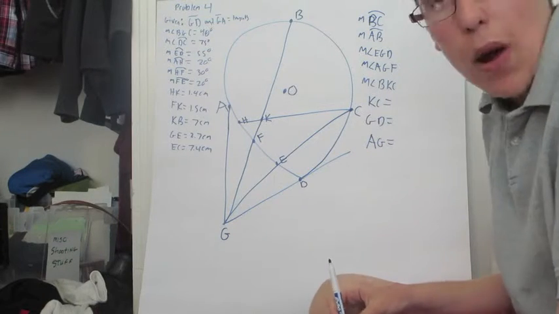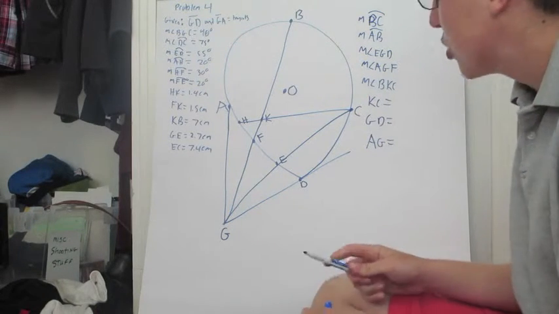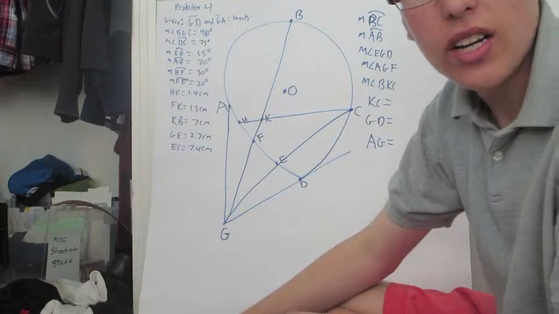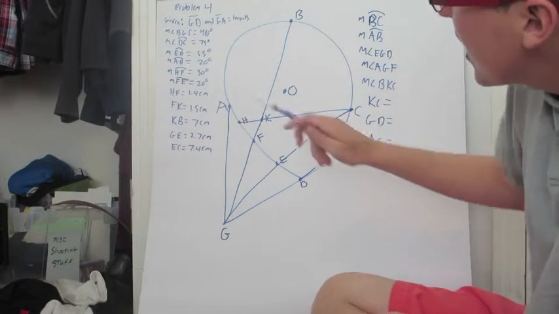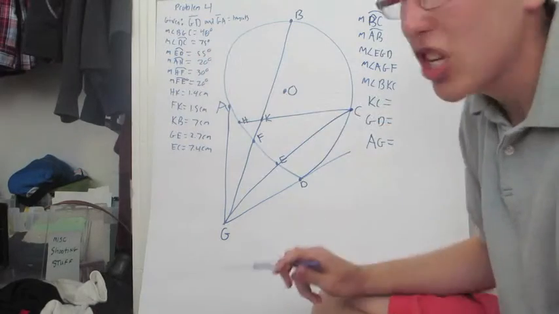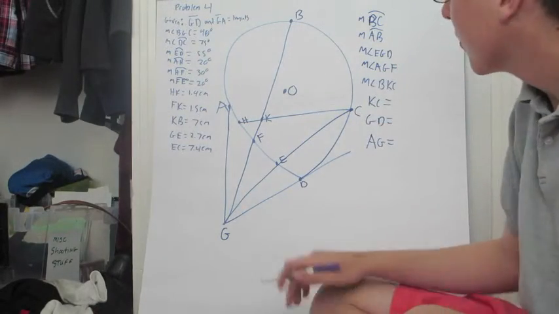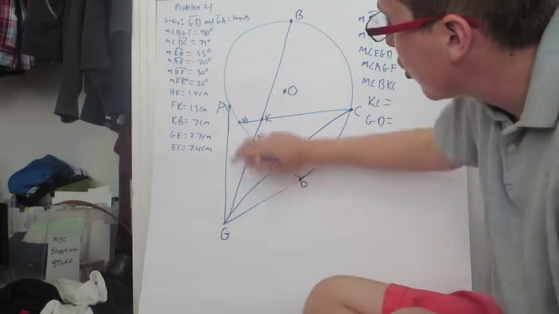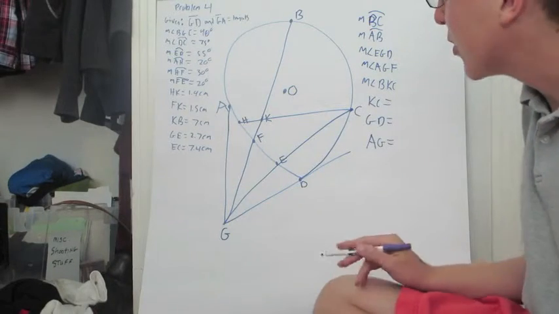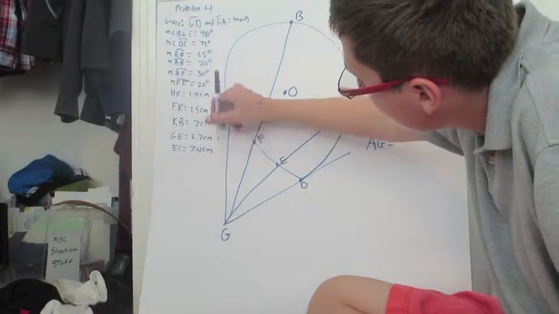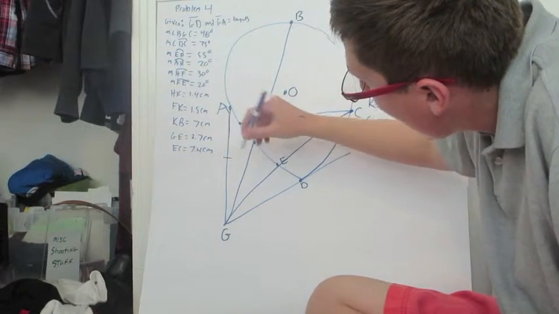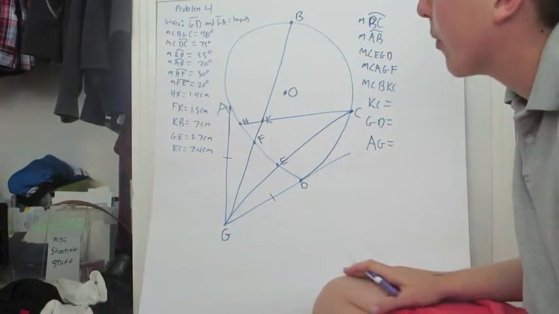And this is problem number 4. So to start off, we need to put in our givens. So our first given is that GD and GA are tangents. So if they're tangents, that means they are also congruent. So GA and GD would be congruent.